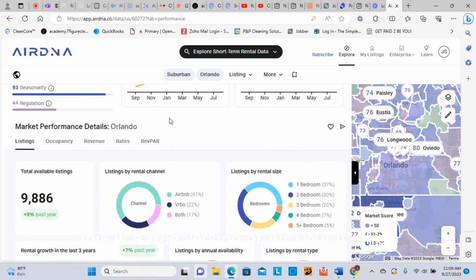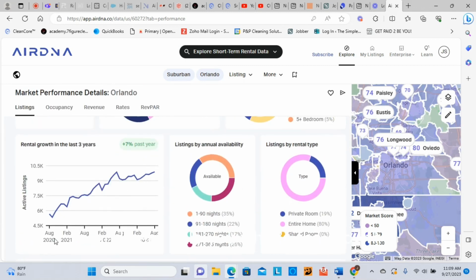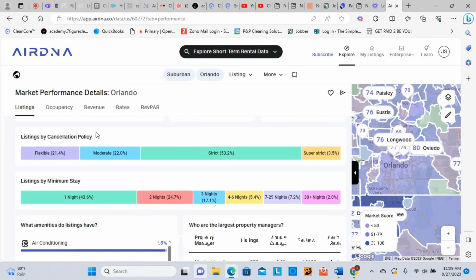This is a free version of AirDNA. You can just sign up for it and get it. Some stuff you can't get because you have to pay for it, but we'll go into it in a minute. And then here it tells you the growth, if the market in that area is going up or down, and so on.